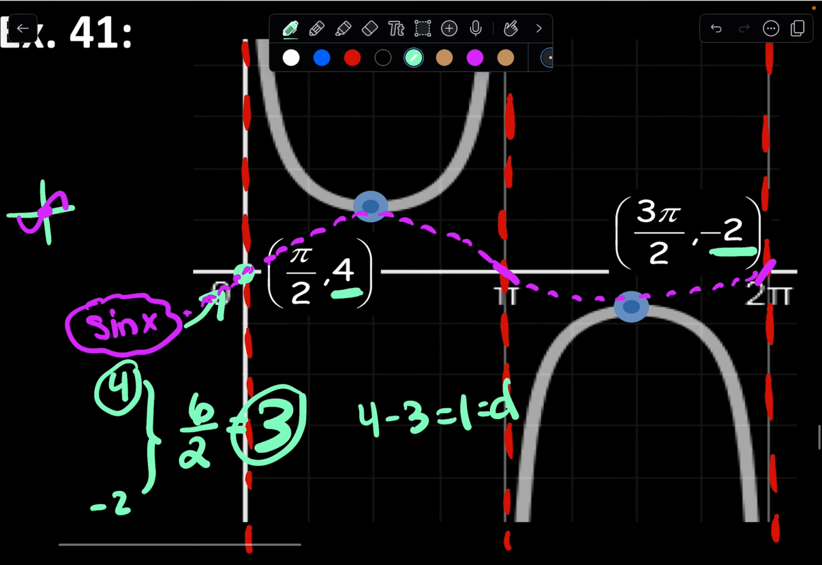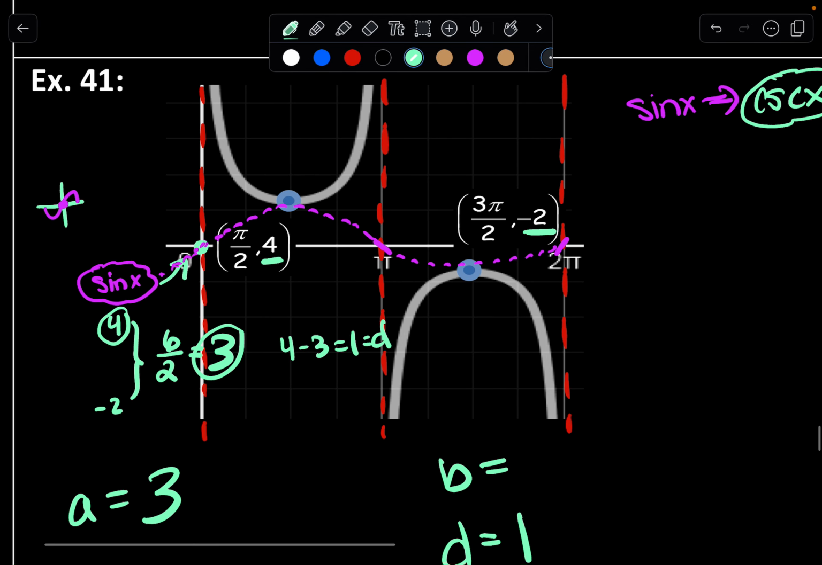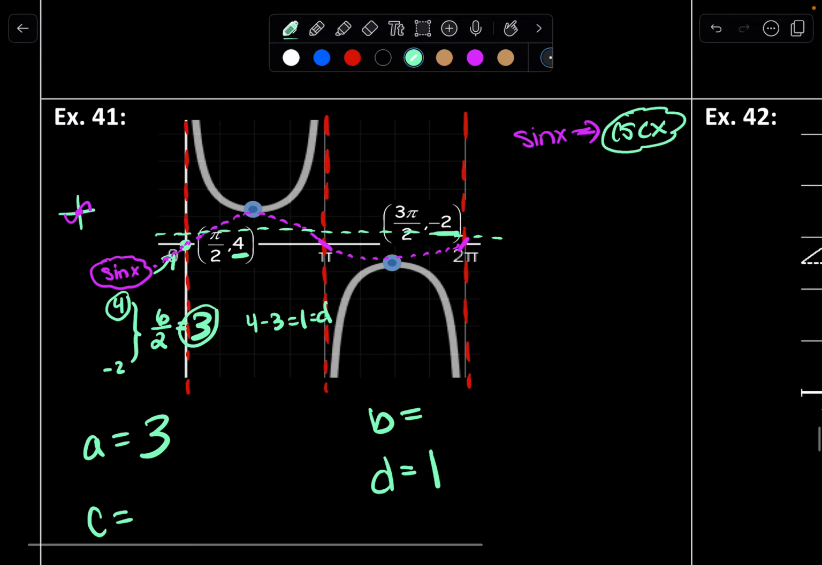The vertical tick marks on this are not really obvious. I'm just going to put it through here. That looks like about +1. All right, so that's how I'm using sine in order to find the A value and the D value for cosecant. So now let's work on the B value.